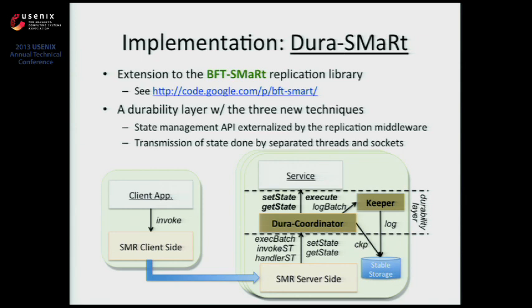This durability layer implements the 2 threads that we need. It does the checkpoints, logging, and so on. What's really important here is that, from the point of view of the service, you are still implementing only execute, get state, and set state, okay?